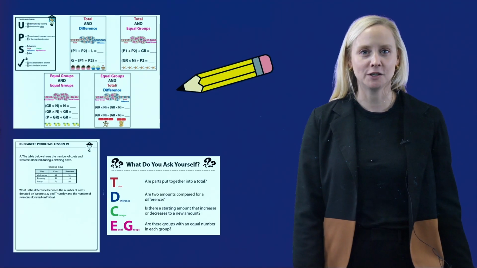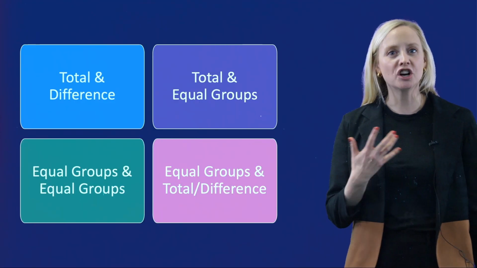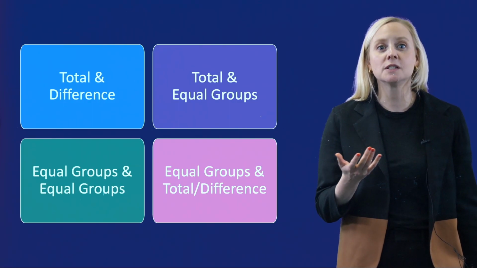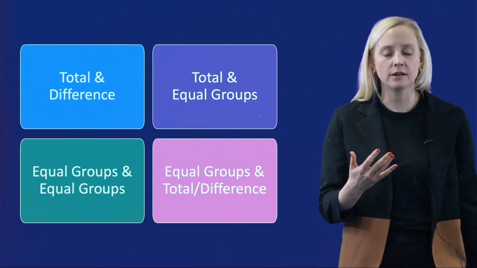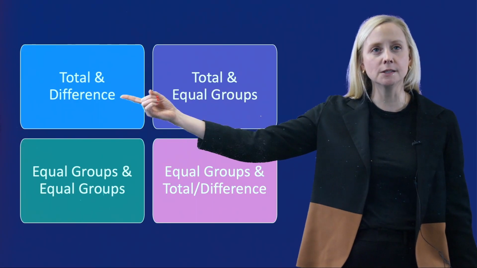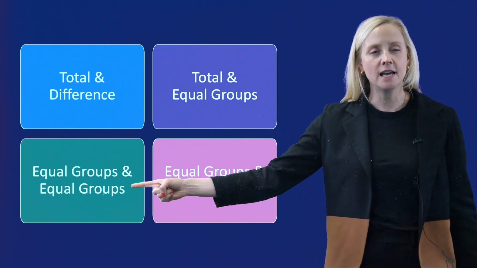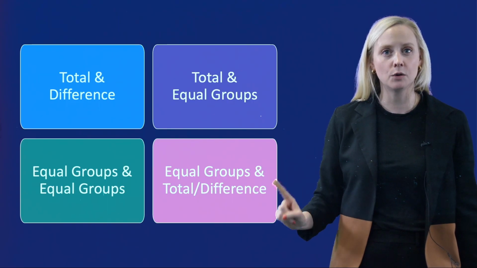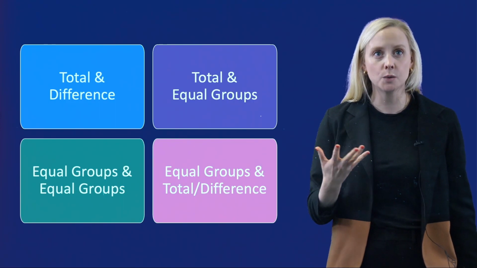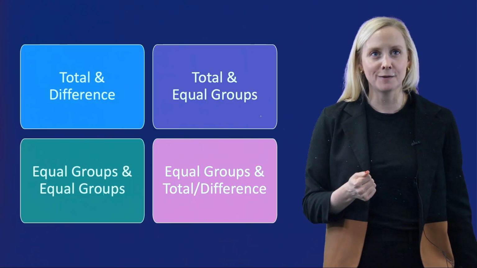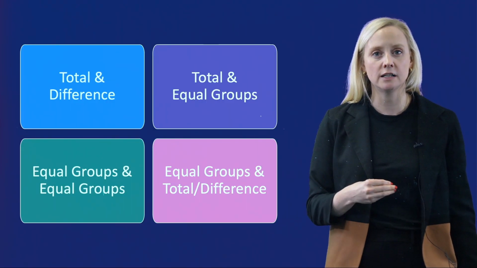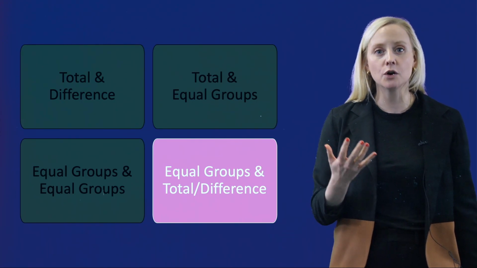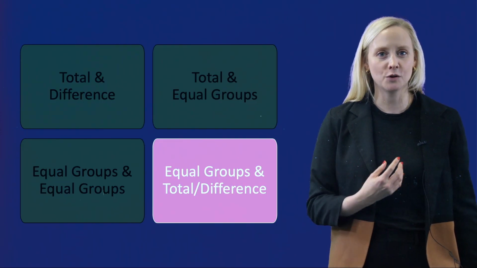When we took a look at 3rd, 4th, and 5th grade word problems for the most frequently used multi-step combinations, what we found is that students were exposed to total and difference problems, total and equal groups problems, equal groups and equal groups problems, as well as equal groups, total, and equal groups, difference problems. These were the most frequently seen problems at the upper elementary grade levels, so that's what we focused on in our intervention. Now the focus of this video is going to be this final box here. So equal groups, total, or equal groups, difference.